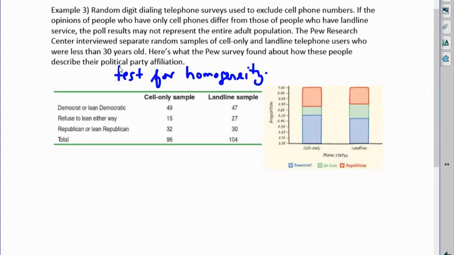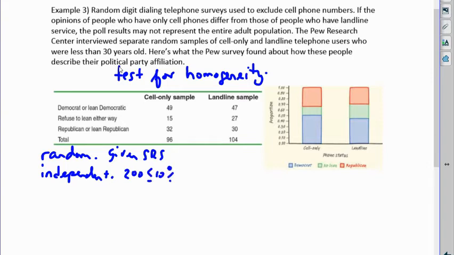Okay. Can you go through the conditions? Random. It was given. SRS. Is it independent? Now it is observational data, so the 200 is less than or equal to 10% of N is the more appropriate test, and I would say that there are over 2,000 phone users. I could have checked the categories separately, but there's definitely over 2,000 phone users.